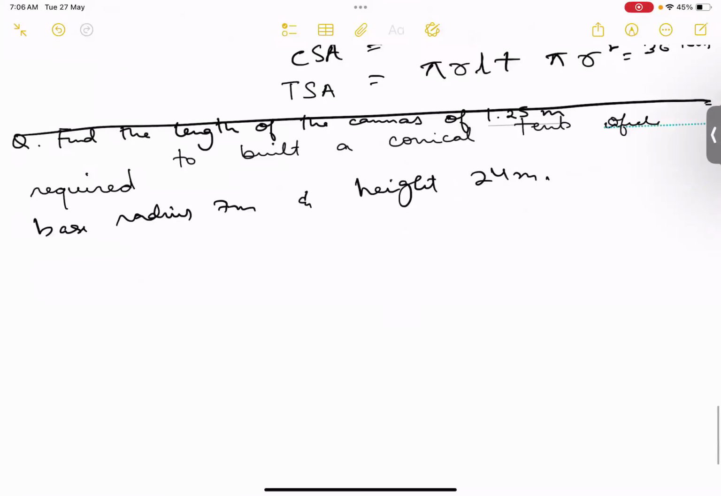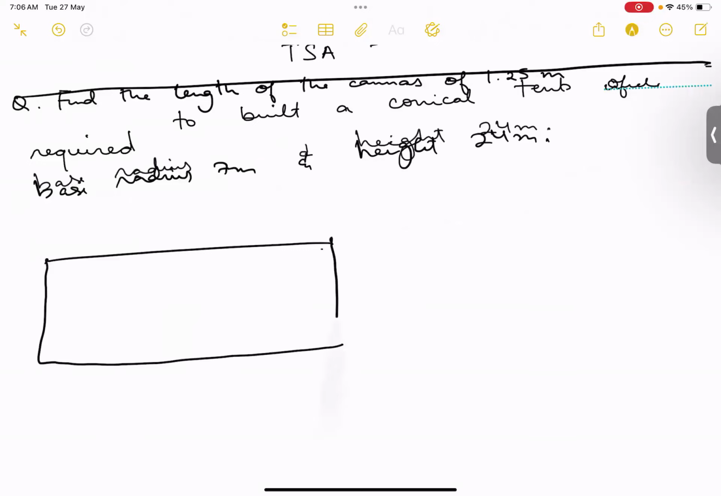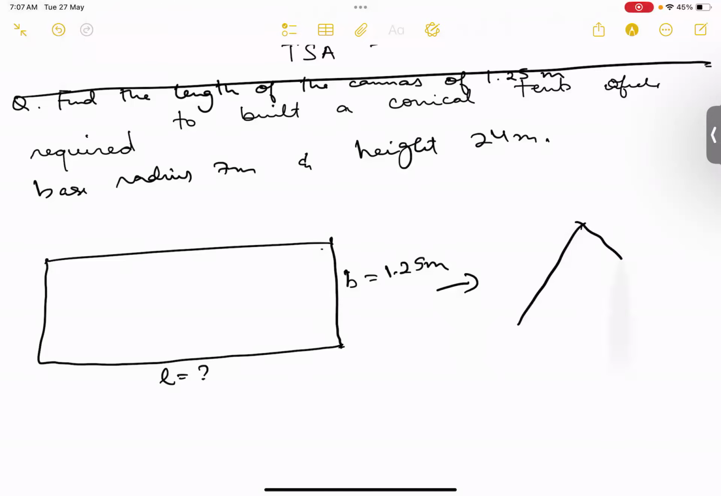Okay. Now here it says that there is a canvas. All canvas or all cloth material comes in rectangular form. You have to remember that. So it has a length, we don't know the length. We have to find out the length of this canvas, but it says that the breadth is 1.25 meter. So this is the given canvas. Now we are going to make it into a tent, and the tent is in the shape of a cone. So we are going to convert it into a conical tent.